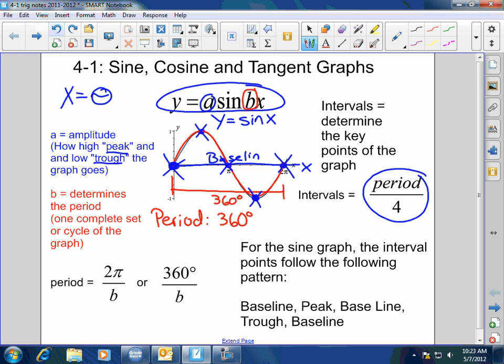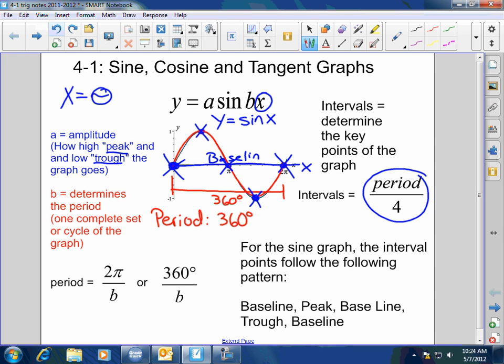The question was, where it says y equals a times the sine of bx, is b the actual angle? No, it's x. X is the angle. B is just going to determine the period of this graph. But the angle itself is the x. Yes, sir.